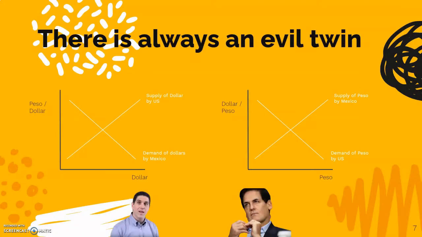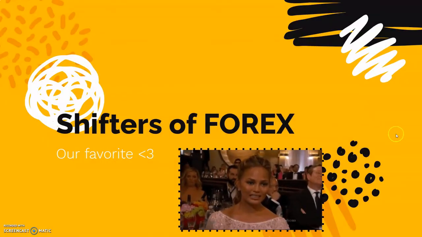But, as always, there is an evil twin. Because foreign exchange is being conducted between two countries, we have to account for this with two Forex graphs. For example, in trade between the US and Mexico, on the left you can see the Forex graph for the US because of the dollar on the x-axis. And there is a demand of dollars by Mexico, while we supply the dollar. While on the right side is the Forex graph for Mexico because of the peso on the x-axis. As you can see, there's a demand of peso by the US, and there's supply of the peso by Mexico.